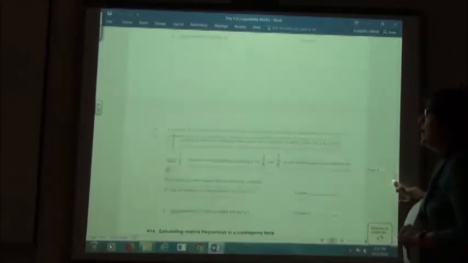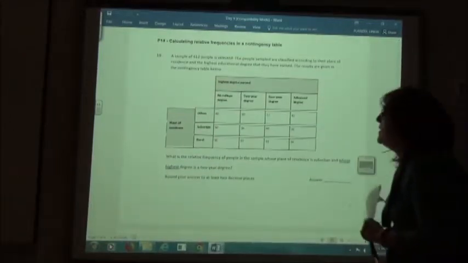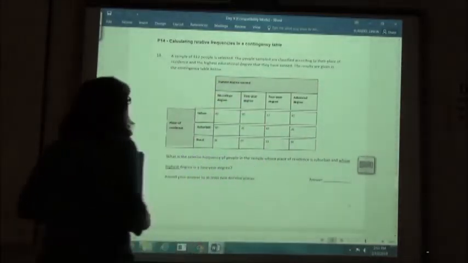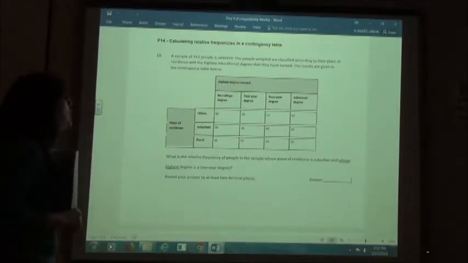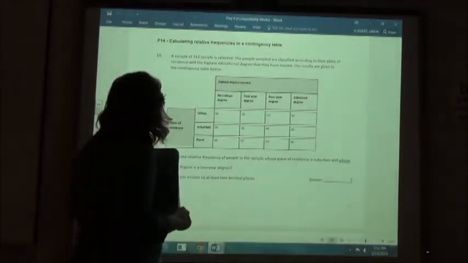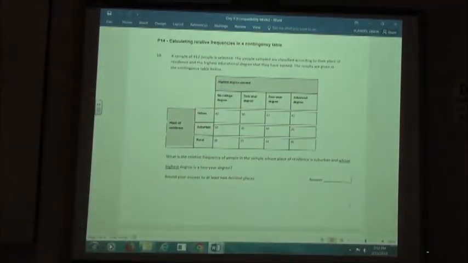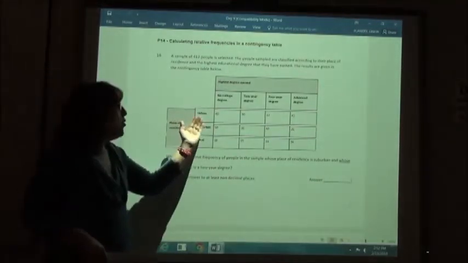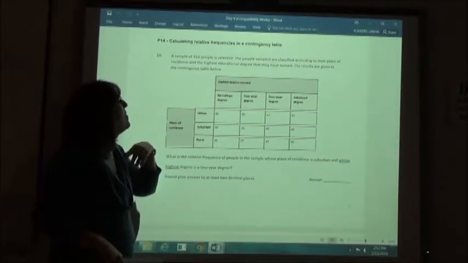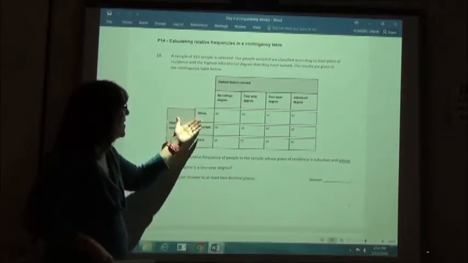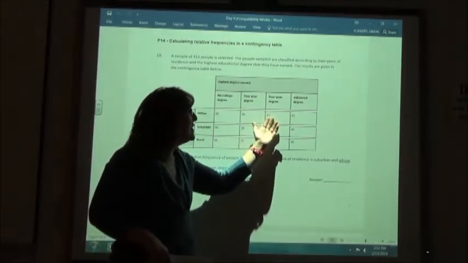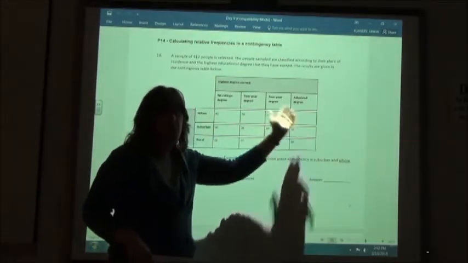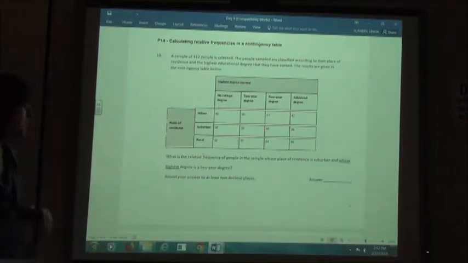All right, number 19 here. It says a sample of 412 people is selected. The people sampled are classified according to their places of residence and the highest educational degree they have earned. The results are given in the contingency table below. So, in the urban area, yep, I can talk. In the urban area, 40 didn't have a college degree, 30 had 2-year degrees, 17 had 4-year degrees, 42 had advanced degrees, and so forth.